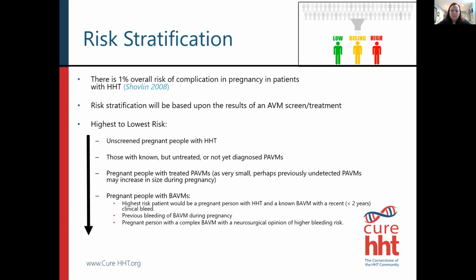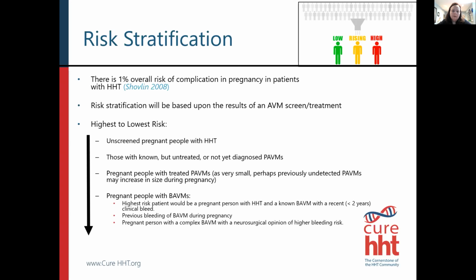Those with known but untreated or not yet diagnosed pulmonary vascular malformations would be the next highest risk. Pregnant people with treated pulmonary vascular malformations are also at risk because some very small or previously undetected pulmonary AVMs may actually increase in size in pregnancy because of the reasons that we've talked about.